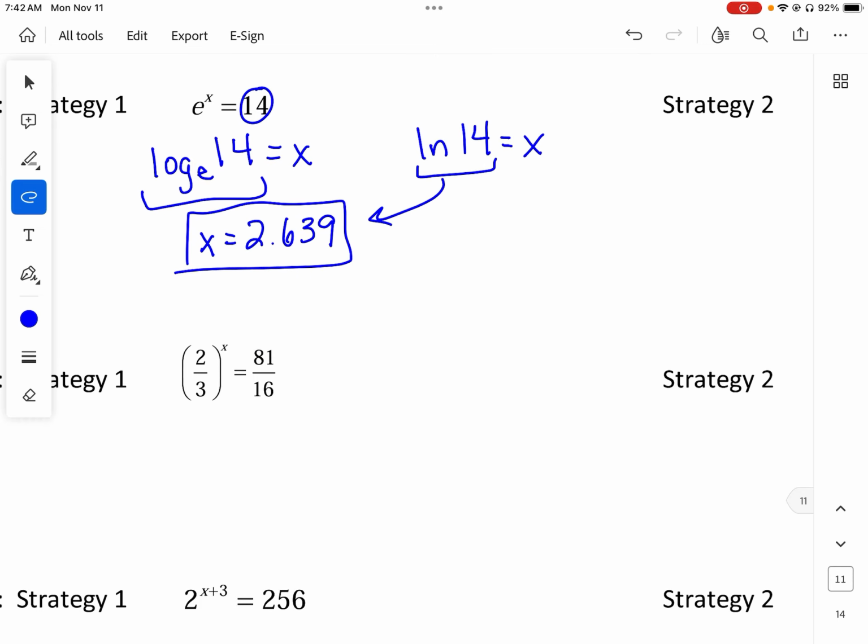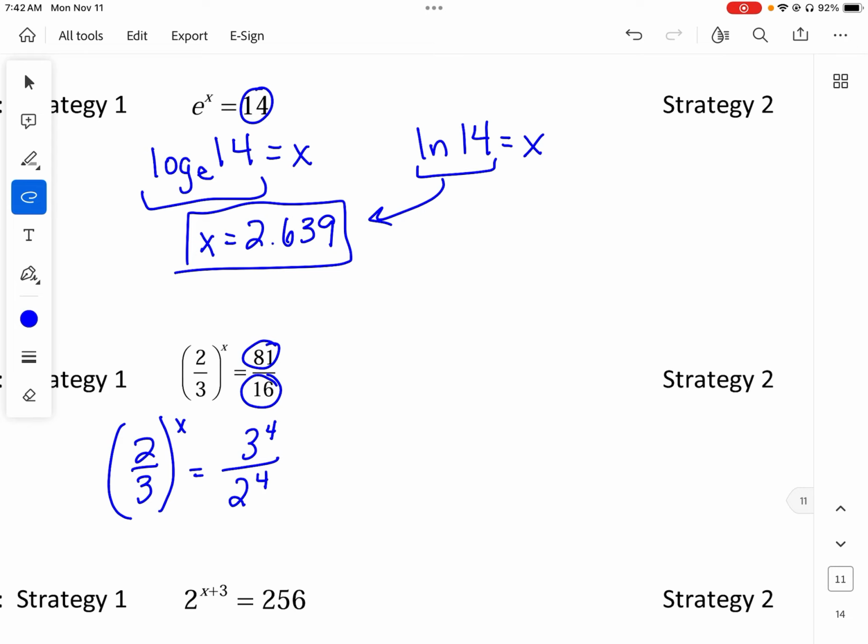2/3 to the x equals 16/81. Okay, we need to figure out if we can do these as different bases. So let's see. That'd be 2 to the 4th over 3 to the 4th, since 16 is 2 to the 4th and 81 is 3 to the 4th. Which my 2 and 3, my bases aren't equal yet.